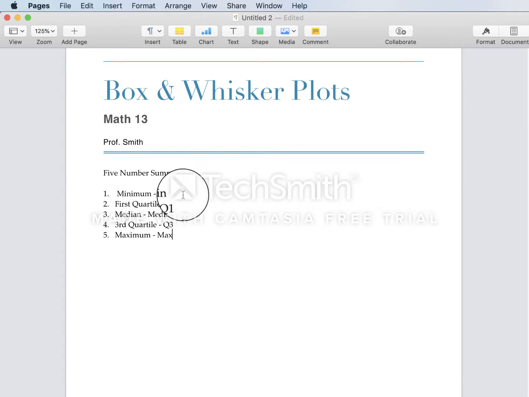We need the minimum, which I'll abbreviate min. We also need the first quartile, Q1, the median, which is oftentimes called Q2. And then we also have the third quartile, which is represented Q3.